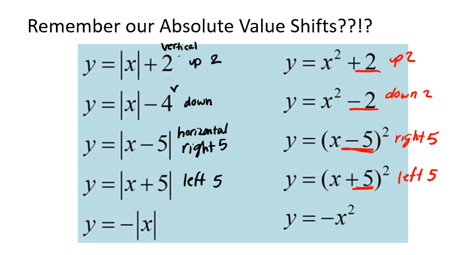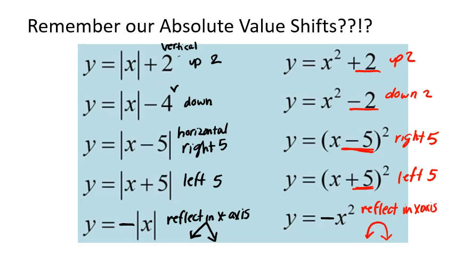When we have a negative on the outside, that means it was a reflection in the x-axis, which meant it was a V that went down instead. Well, same thing, if I have a negative on the outside of my x squared, that still means it's reflected in the x-axis, which means it's going downwards. So when we talk about open, that means down, and we've already dealt with that a few times.